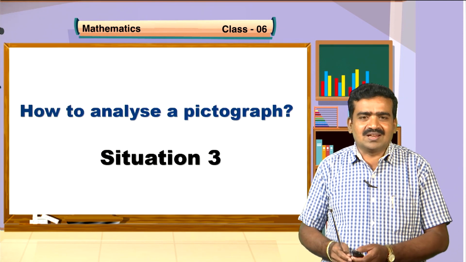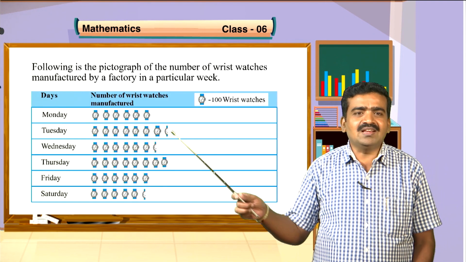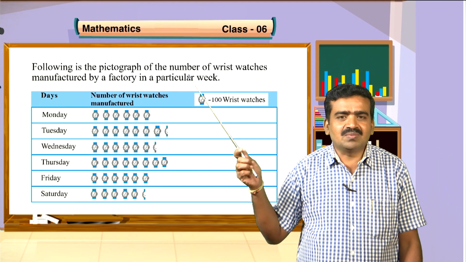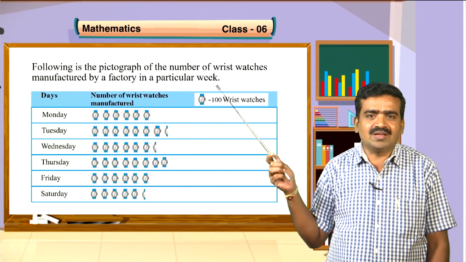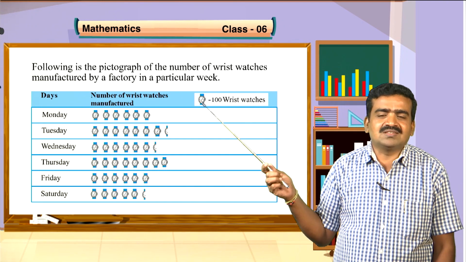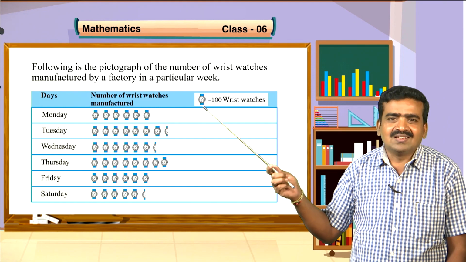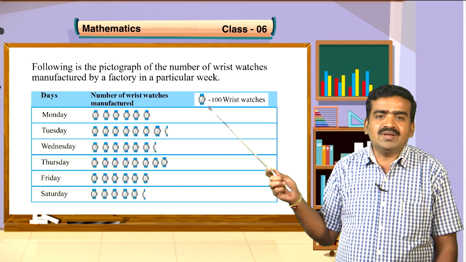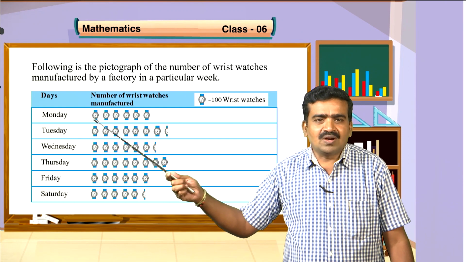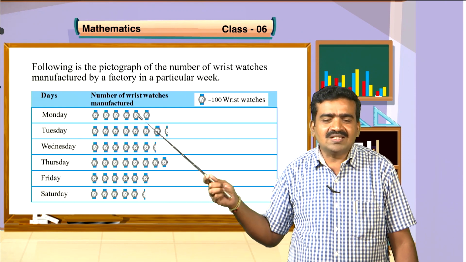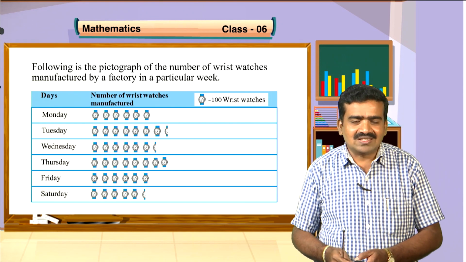Now, let us go to another situation. Situation 3 says, the following is the pictograph of the number of wristwatches manufactured by a factory in a particular week. See, one watch equals 100 wristwatches. This one watch symbol is equal to 100 wristwatches. Be careful while writing the answer for this question. Here there are 1, 2, 3, 4, 5, 6 watches, means 6 into 100 gives us 600 wristwatches.